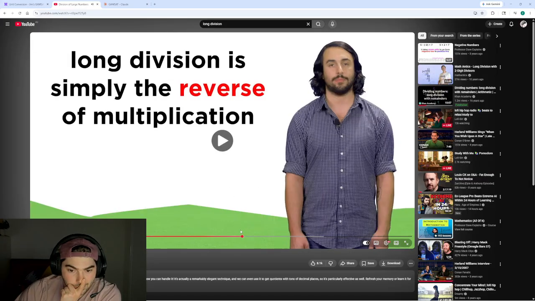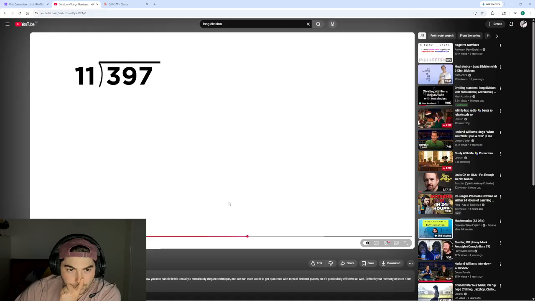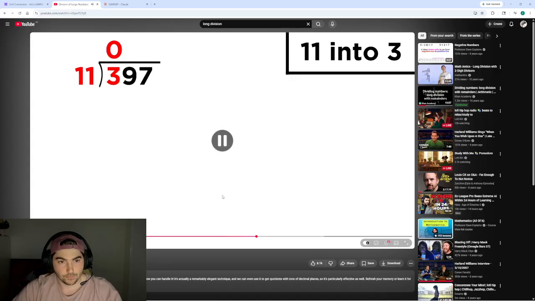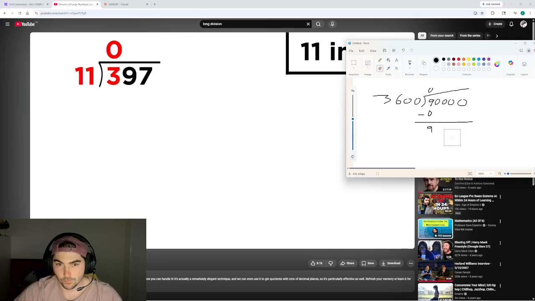Let's try one more for practice. 397 divided by 11. This time we have to divide by a 2-digit number. 11 doesn't fit into 3, so let's put a 0. He doesn't go 1 into 3. How many times does 1 go into 3?